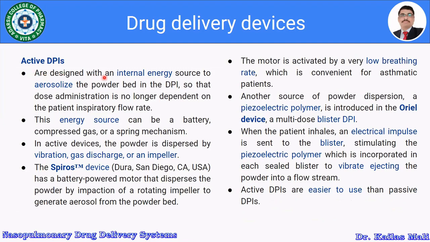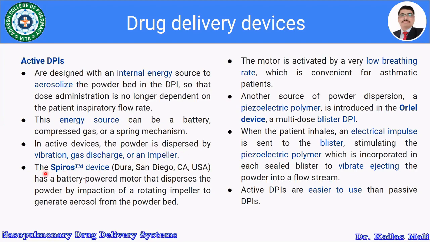Active DPIs are designed with an internal energy source to aerosolize the powder bed in the DPI so that dose administration is no longer dependent on the patient's inspiratory flow rate. Here we are utilizing internal energy to aerosolize the formulation. This energy source can be a battery, a compressed gas, or a spring mechanism. In active devices, the powder is dispersed by vibration, gas discharge, or an impeller.